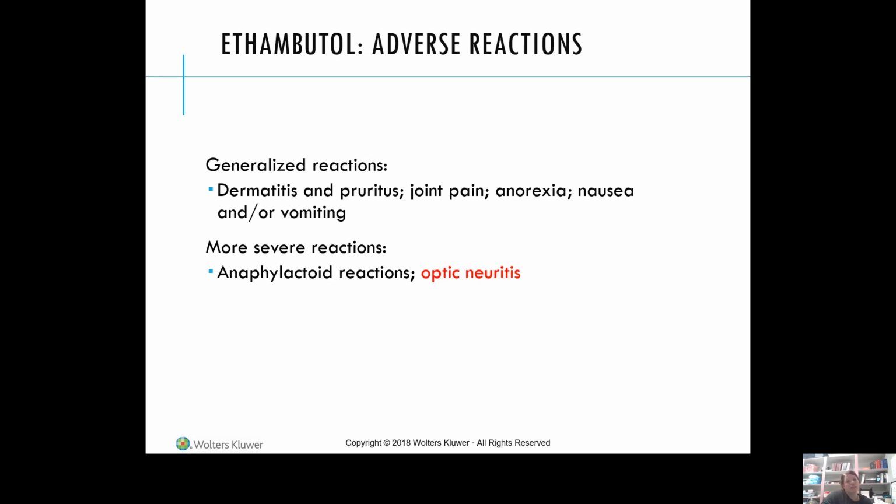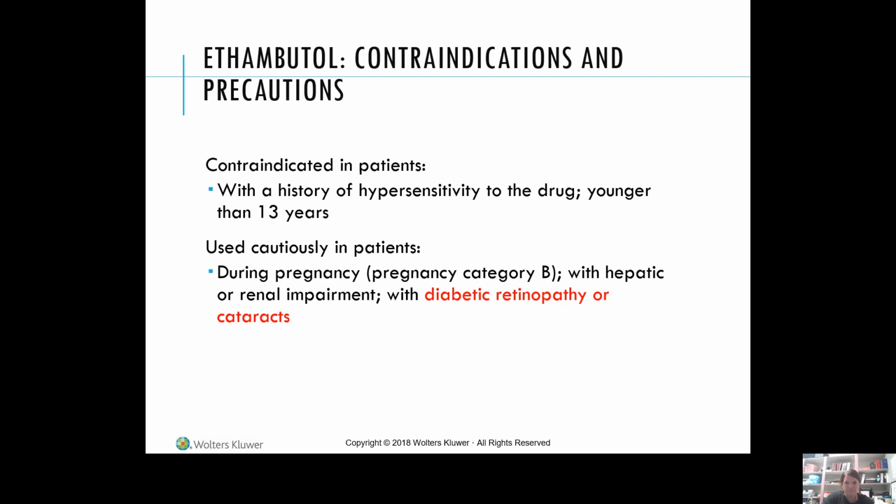Specific adverse reactions related to ethambutol is optic neuritis. So if they start complaining about their eyes changing, their vision changing, you're going to make sure that you're making note of that. We're going to use it very cautiously. If we know that it can have an effect on the eyes, we're going to use it very cautiously in people who already have cataracts or diabetic retinopathy or any of these other conditions that affect their eyes.